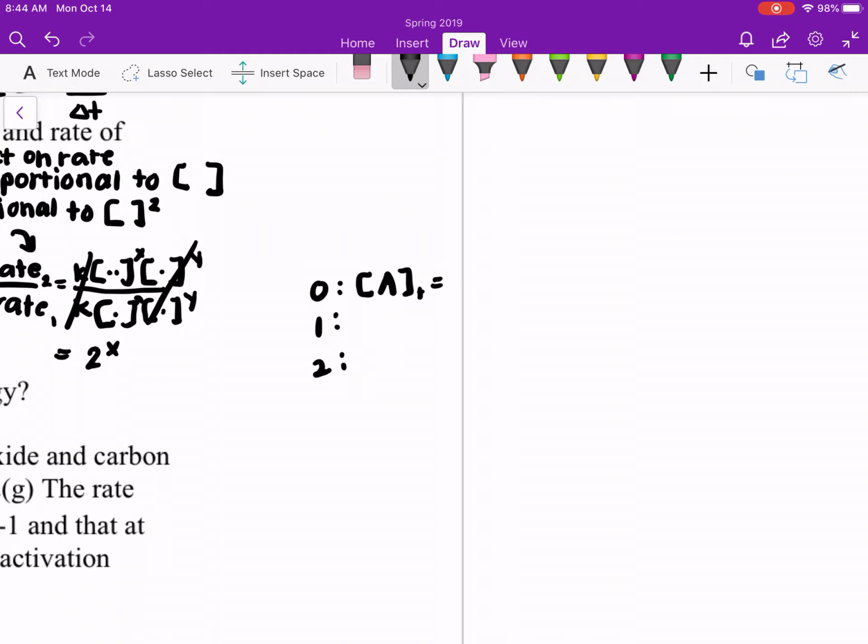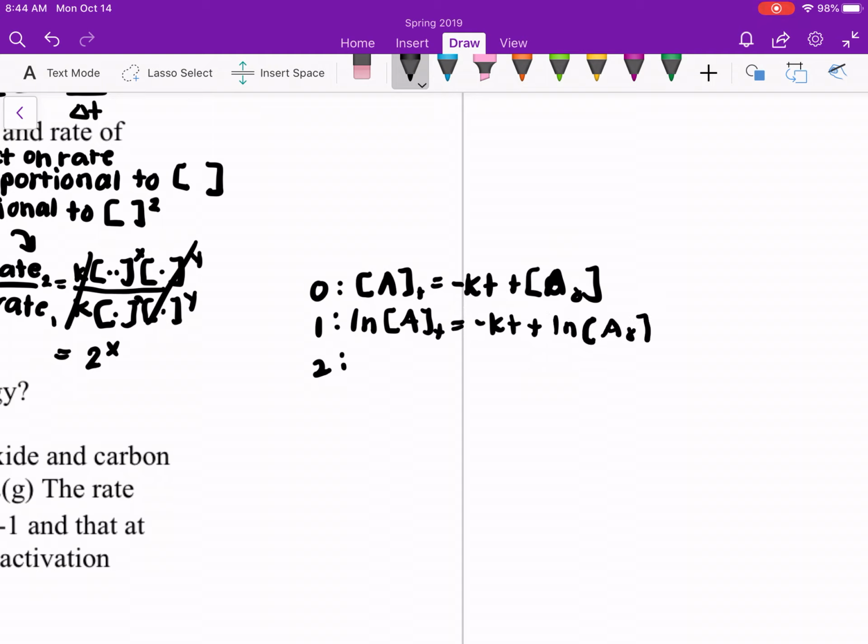So [A]t equals negative kt plus [A]0. These are integrated rate laws, not the half-life equations, right? And then this one is ln of [A]t equals negative kt plus ln [A]0. And this last one is 1 over [A]t equals kt plus 1 over [A]0.